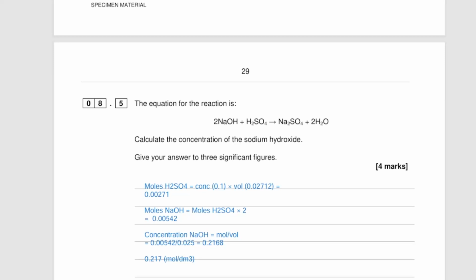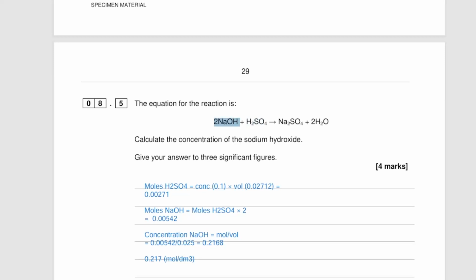No, that's not sodium hydroxide. Firstly, we need to work out the moles of H2SO4, which is the concentration, 0.1 from earlier in the question, times the volume, which is 0.02712 from earlier in the question, with that getting you 0.00271.